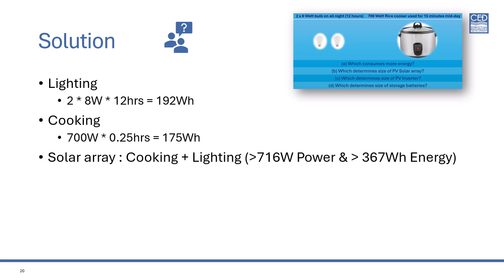Well, obviously the item that consumes the most energy is lighting, which is 192 watt hours. But the solar array must be able to provide at least 367 watt hours of energy daily. The inverters will need to support the highest power, which is 700 watts through the cooker, and the batteries must be capable of supplying the energy for the lighting, which is 192 watt hours, throughout the 12 hours of night.